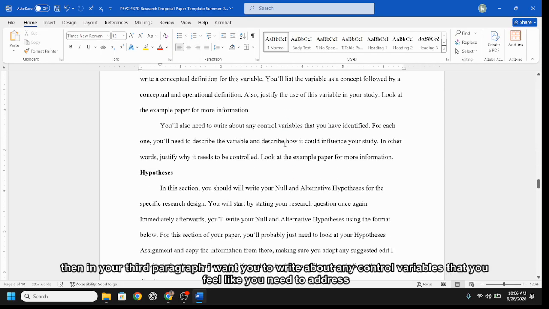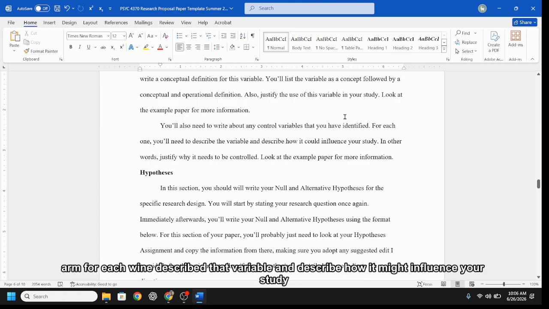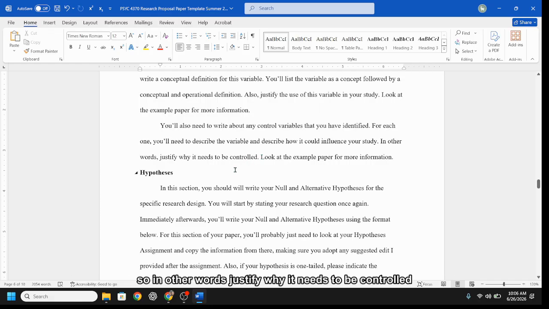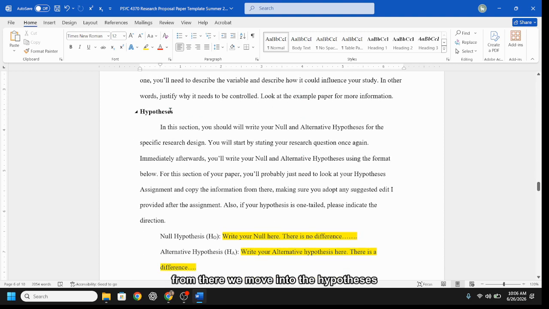Then in your third paragraph, I want you to write about any control variables that you feel like you need to address. For each one, describe that variable and describe how it might influence your study. So in other words, justify why it needs to be controlled, and you can again look at the example paper for more information. From there, we move into the hypotheses.